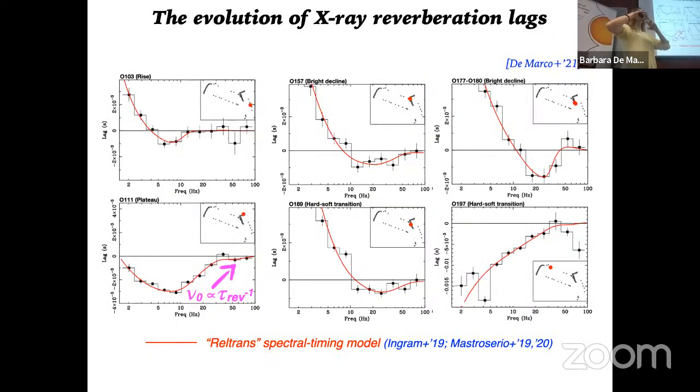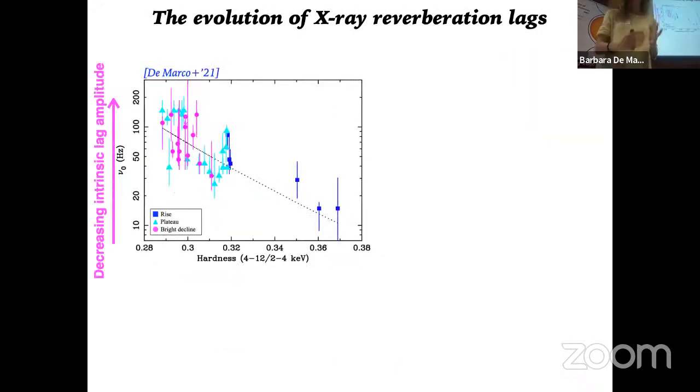So we decided to try to sample this evolution in a more rigorous way. We applied this spectral-timing model, which is called ReLTrans, to obtain a phenomenological description of the lag profile. And we use this information to extract this frequency here, which is where the reverberation lag goes to zero. I don't want to go into the details of this, but basically we need this measurement because it is a less biased measurement of the intrinsic lag amplitude. So we measure this frequency, and then we plotted it as a function of hardness. And what we observe is that this frequency increases as the hardness decreases.